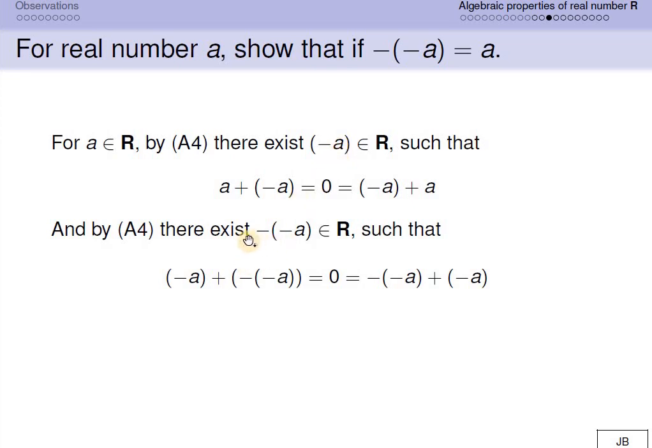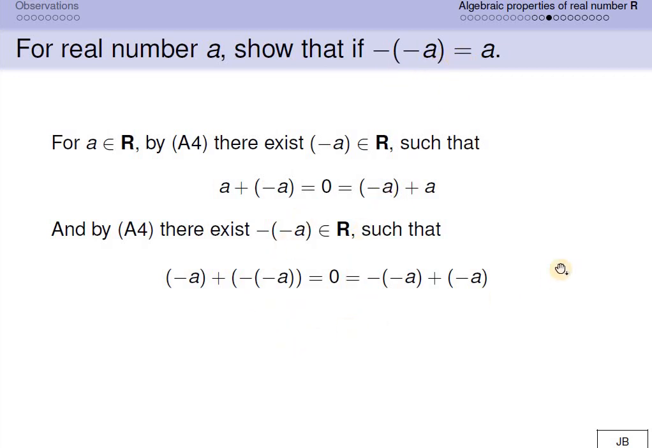Here our real number is minus a, so this is the negative of minus a. So we want to prove that the negative of minus a is a itself. Okay, this is what we want to prove, and this is a known fact, you know, that minus into minus is a, so that's not a big problem.